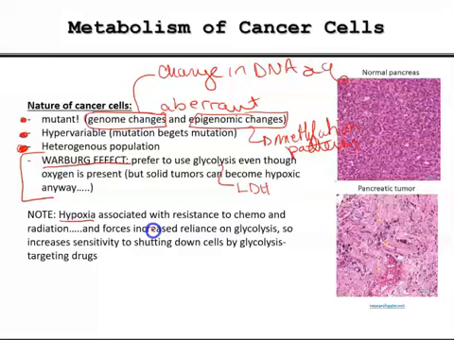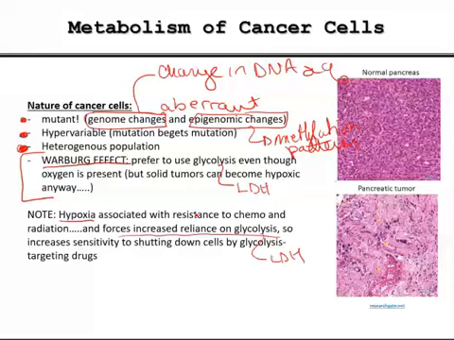Hypoxia is going to, again, force an increased reliance on glycolysis and lactic acid fermentation. So, because cancer cells are more heavily reliant on just doing glycolysis, lactic acid fermentation to support their ATP needs, if we hit cancer cells with drugs that target the glycolytic enzymes, now those cancer cells are even more sensitive to those glycolysis targeting drugs.